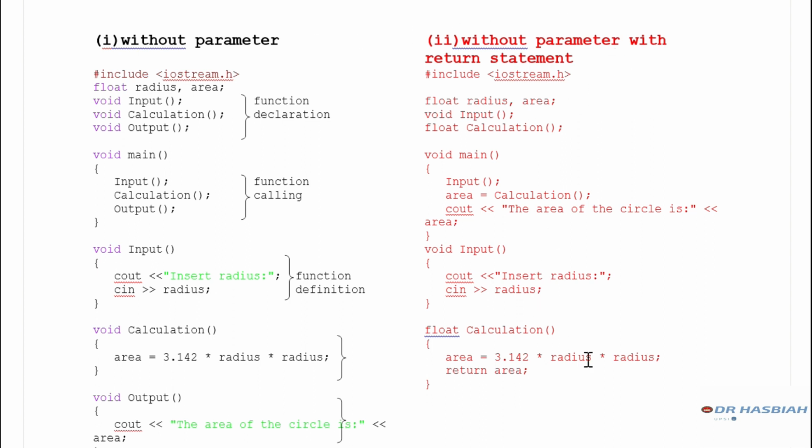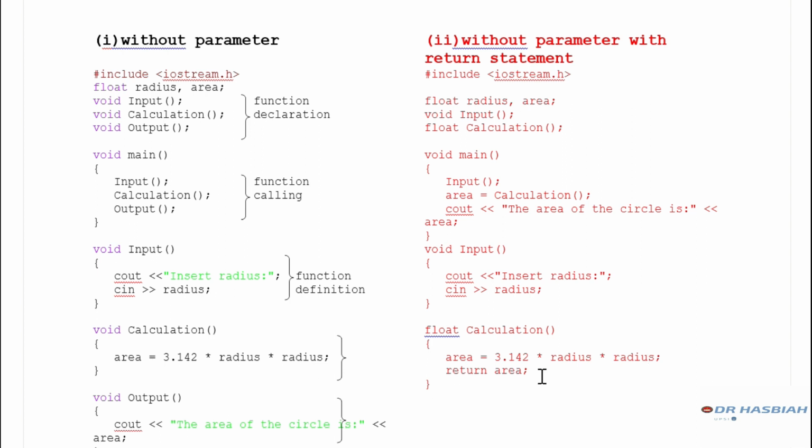My question now, how many function definitions do you have in this function without parameter with return statement? If we compare to the first one here without parameter, we have three, right? Input, calculation, and output. But here we have input and then we have calculation. We don't have any output function definition, right? So in the function input, similar to what we have just now, we input our radius, cin radius, and then we have the calculation.